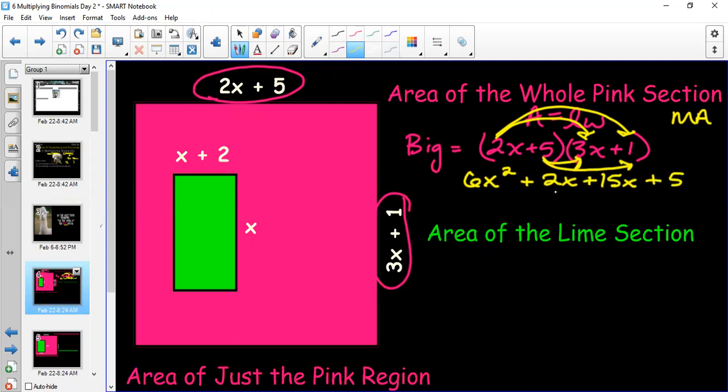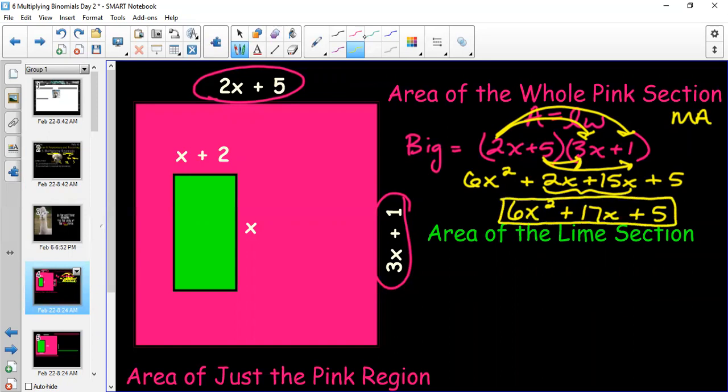All right, last, we have to clean that up. I can combine my 2x and 15x. So I would get 6x squared plus 17x plus 5. Okay, so that is the area of the big rectangle.